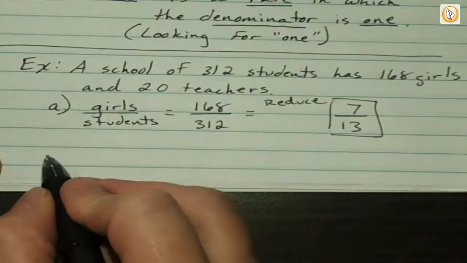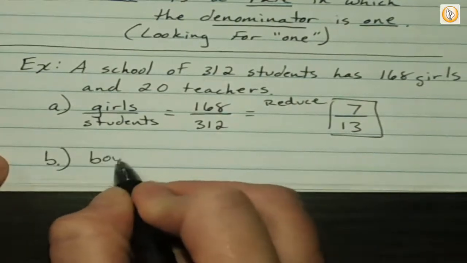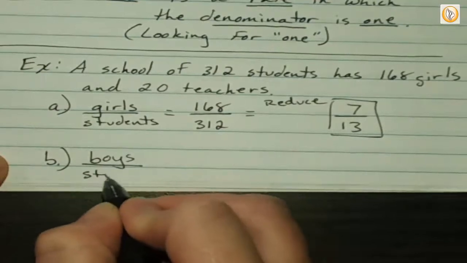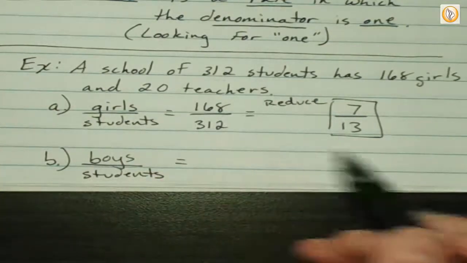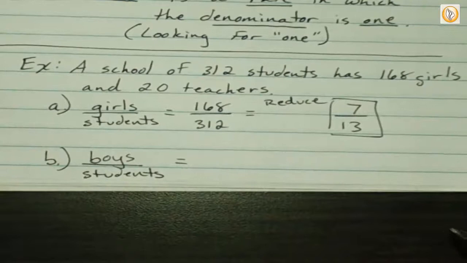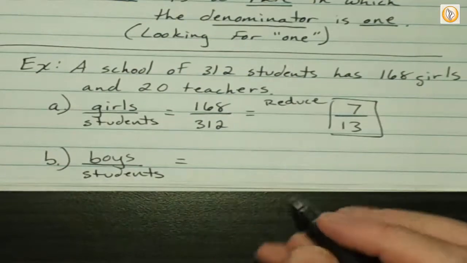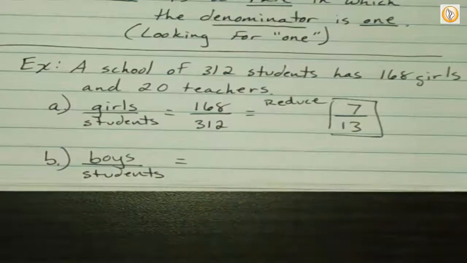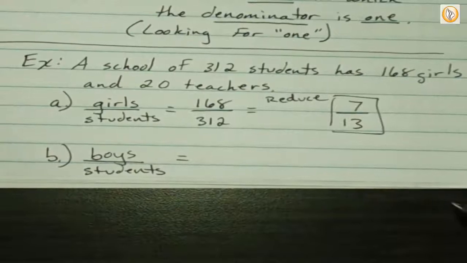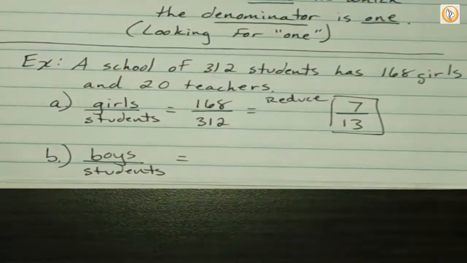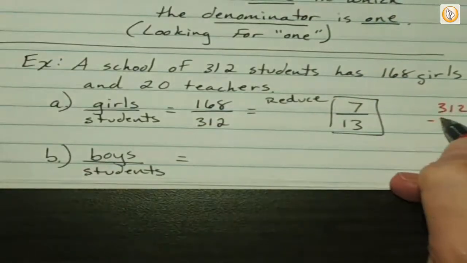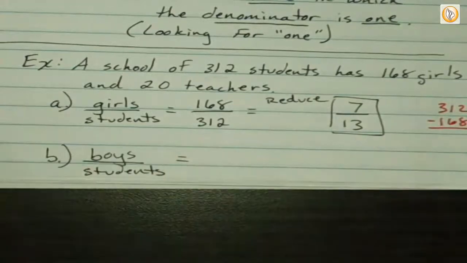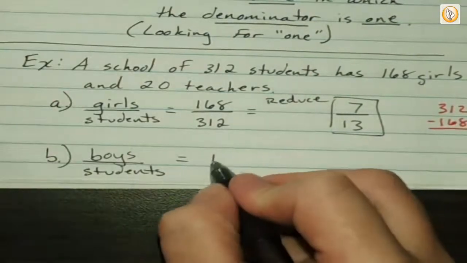Do you remember this from last year? Kind of. Here, boys to students. It doesn't tell you boys up here, but we talked about how you can figure it out. Raise your hand and tell me how many boys. Aiden? So, total number of students minus the girls gives you the boys. What'd you get? 144. Yep.